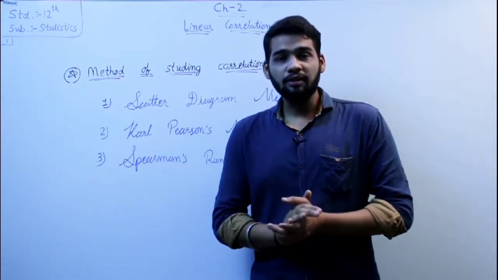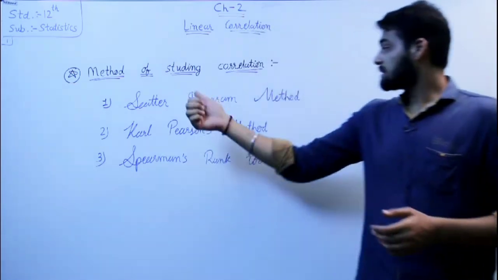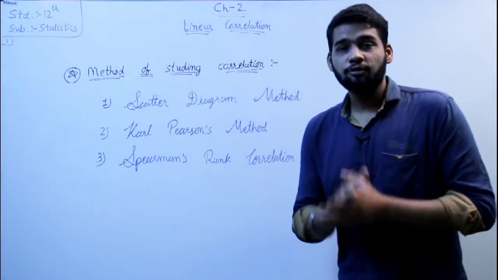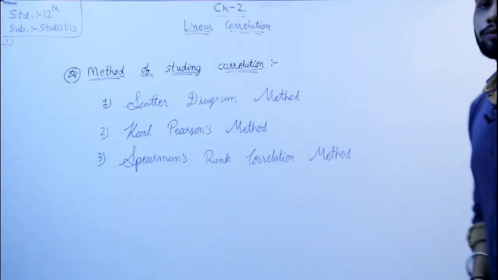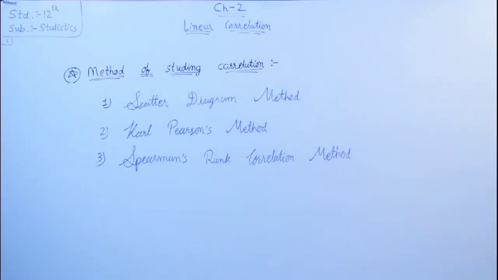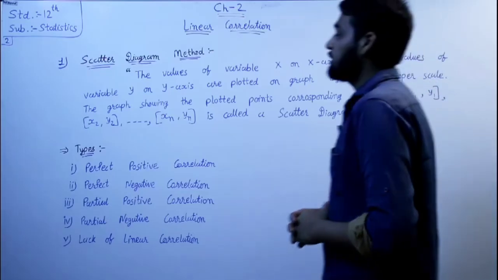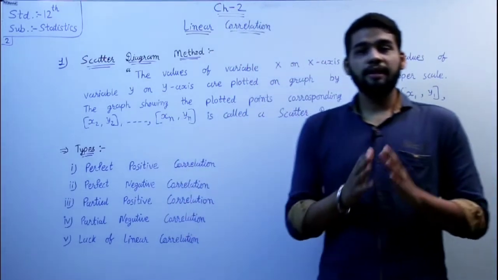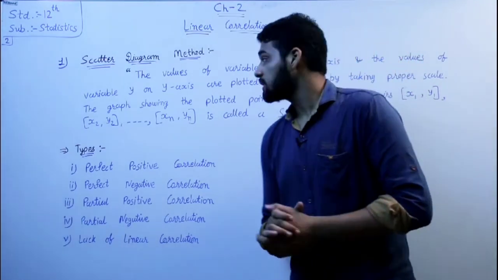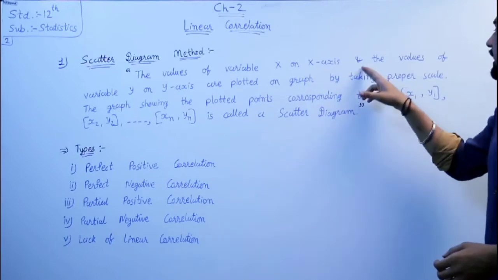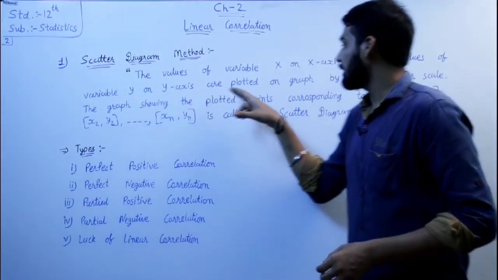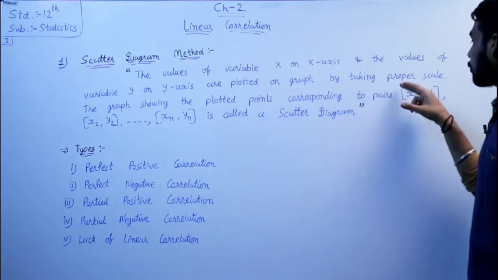Okay, so now we have started your first method, the scatter diagram method. Please note down these three methods in your notebook. Let me start with the first method, the scatter diagram method. First we see the definition of a scatter diagram. The values of variable x on the x-axis and the values of variable y on the y-axis are plotted on a graph by taking a proper scale.